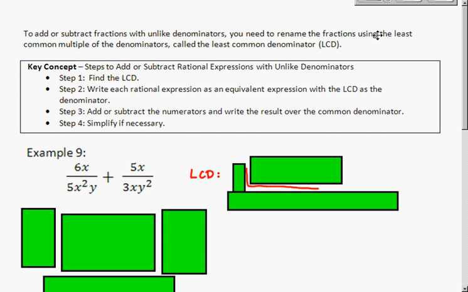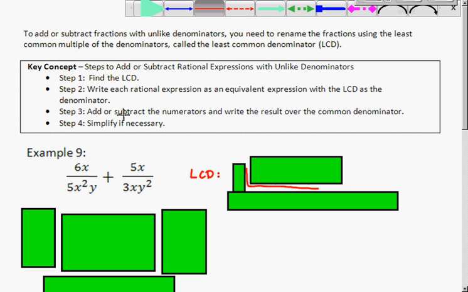Looking at example 9, denominators are different. We need to find that common denominator. Actually, before I would do anything on this problem, one thing that I would do is go ahead and simplify within your problem. Look at this first fraction here. I'm able to take out an x on each fraction. So I'd have 6 over 5xy. Look at your second fraction. Also able to take out an x. So I was able to simplify right away.